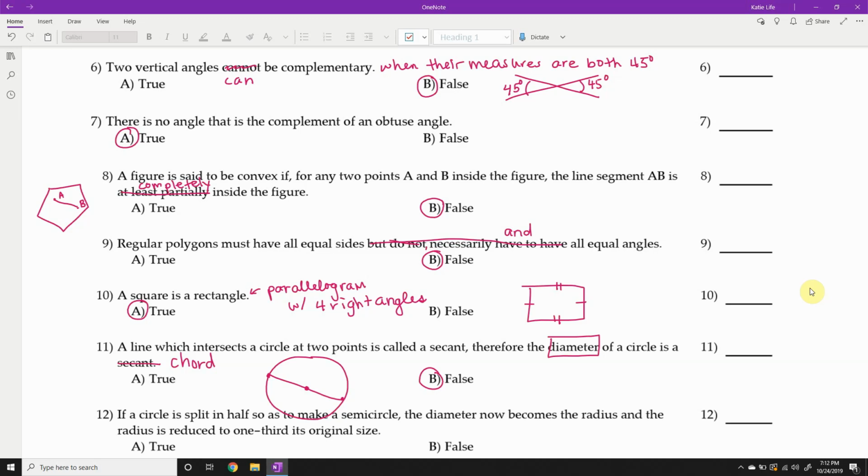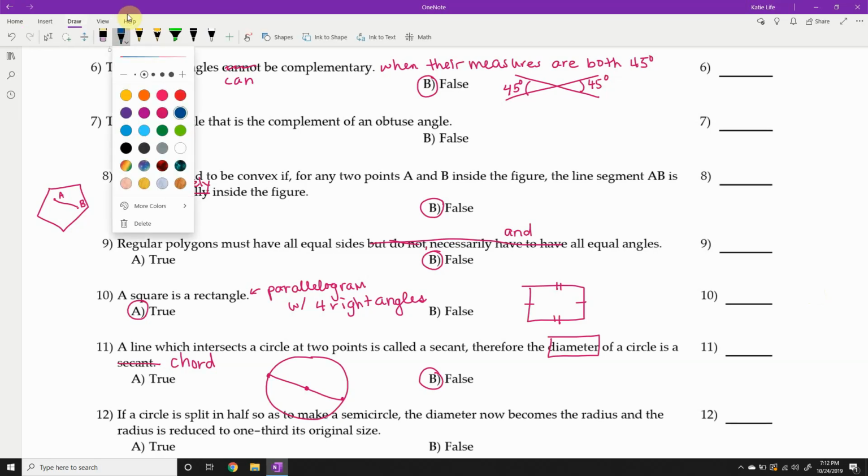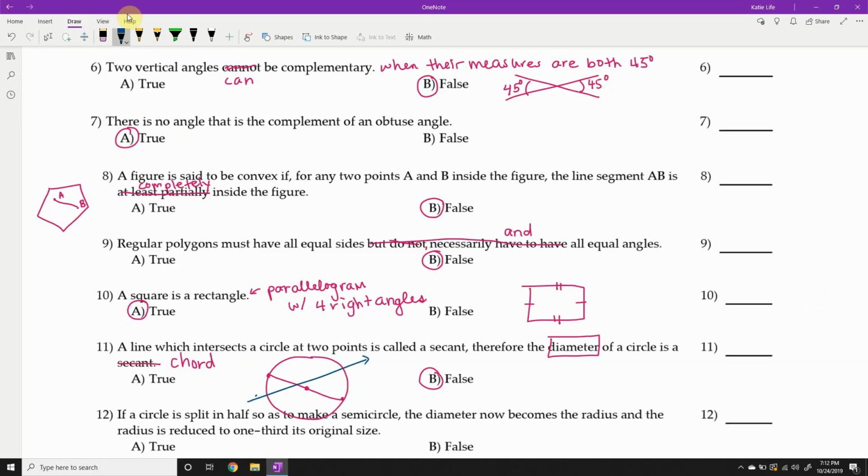A secant is not necessarily through the center point. For instance, let me change my color here real quick. The blue line is a secant line, right? It intersects the circle at 2 points, and it continues beyond it. So notice that I continue drawing the line and put arrowheads at the end. That is a secant line. The diameter is a line segment. It goes through the center of the circle. So no, it's not necessarily a secant line. It's a chord that goes through the center of the circle.